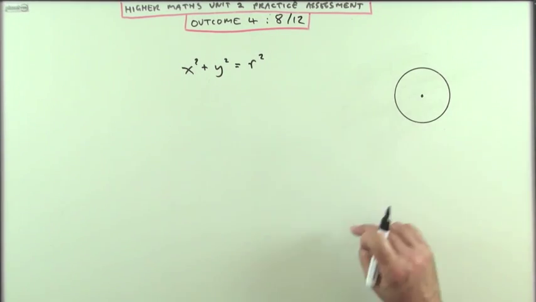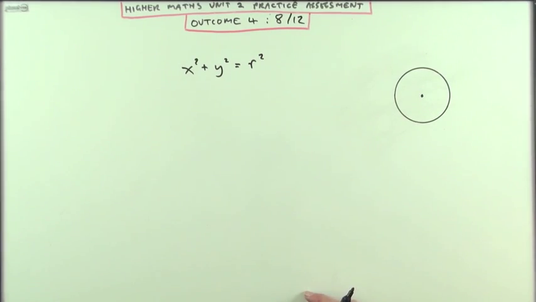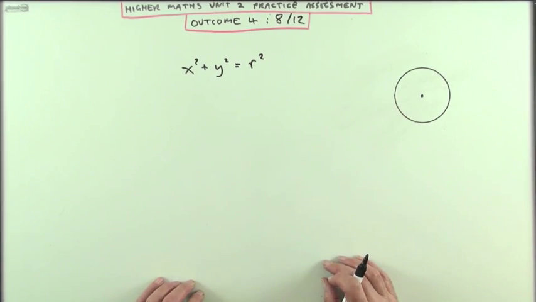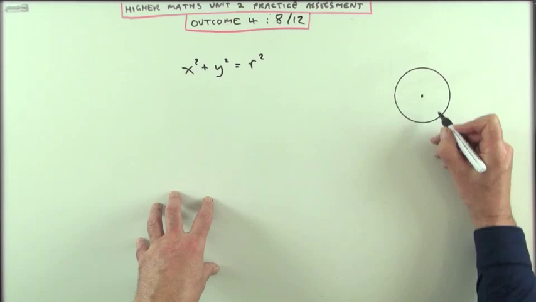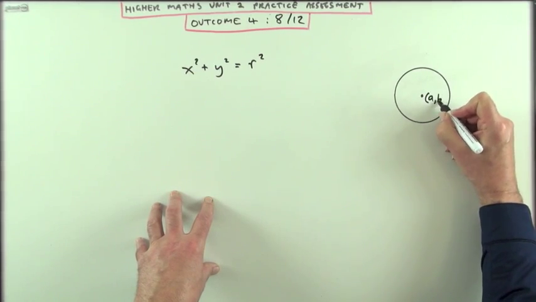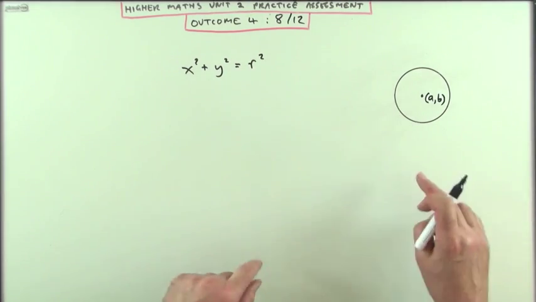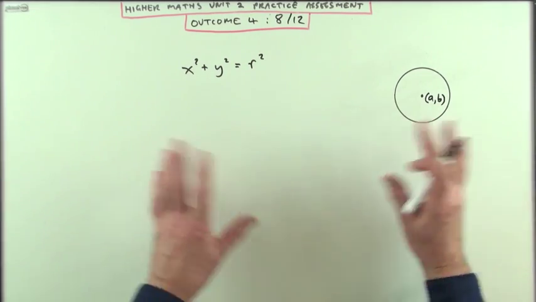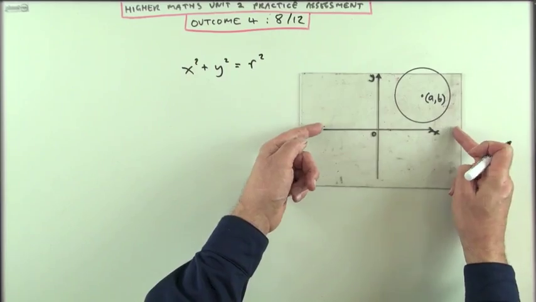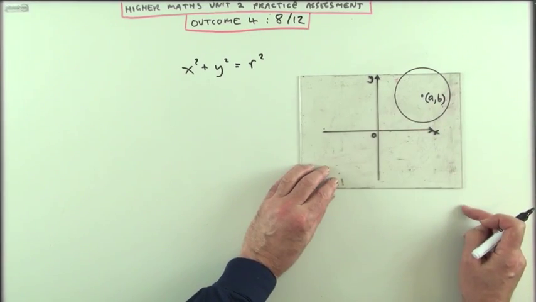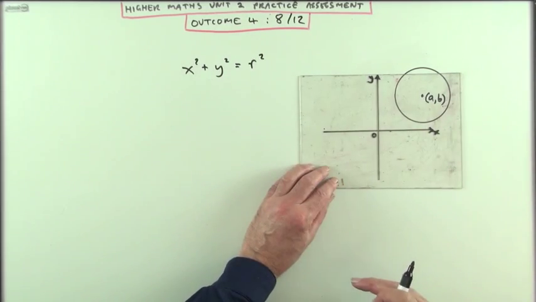Now, if a circle isn't centred at the origin, and that's the only other variation you could have with a circle, but instead is centred at some point (a, b), then you can adapt this equation to cover that situation, which covers all circles. If the circle isn't centred at the origin, you can recreate this equation by changing these variables.